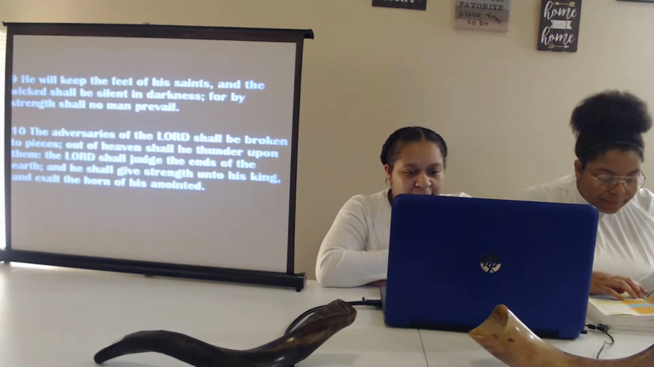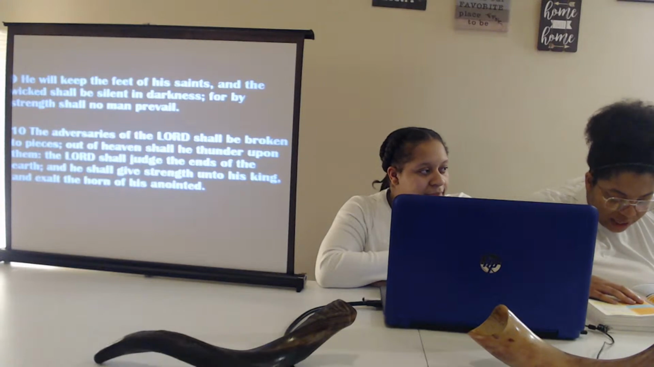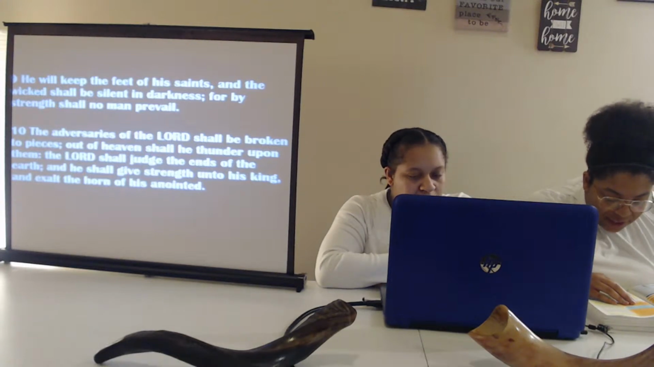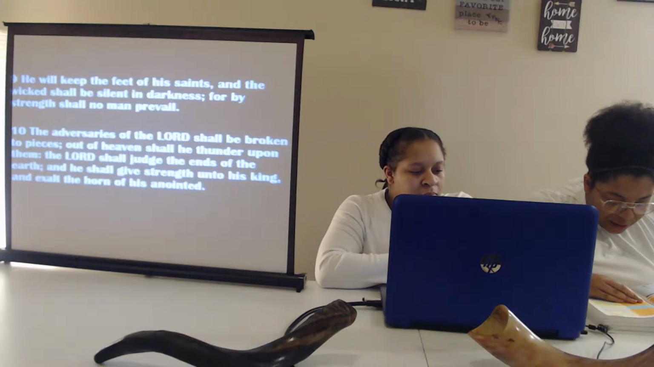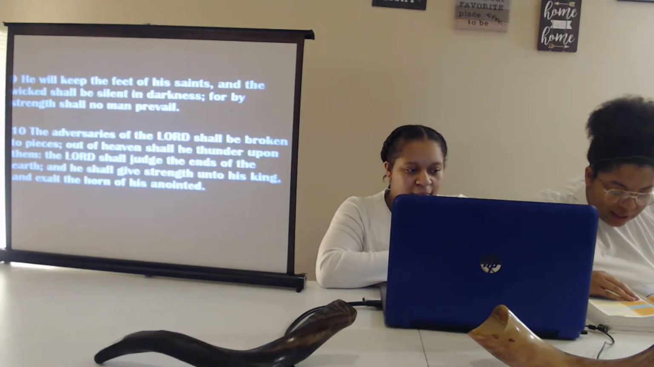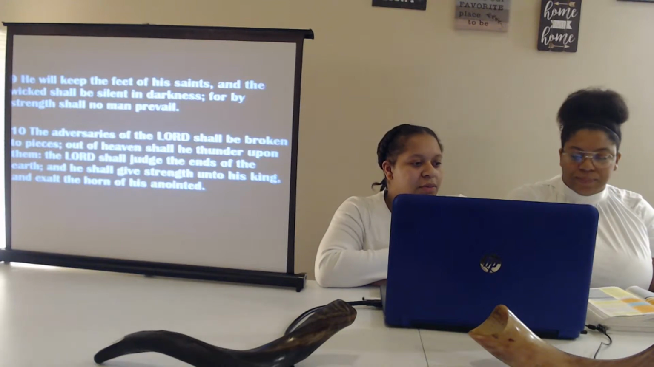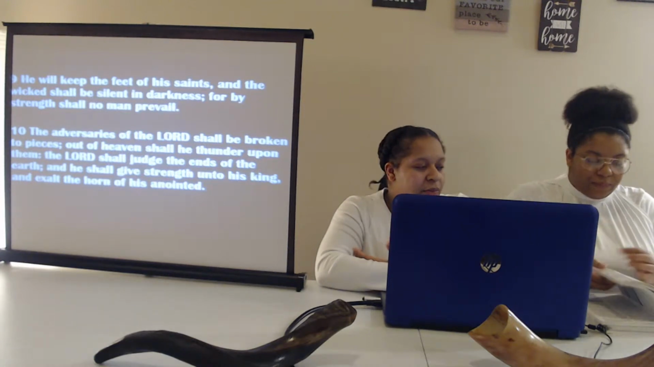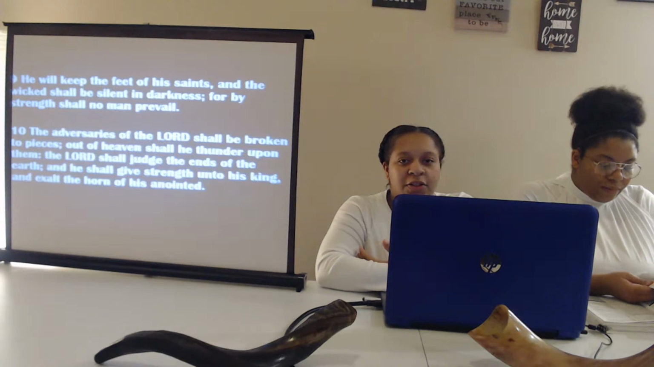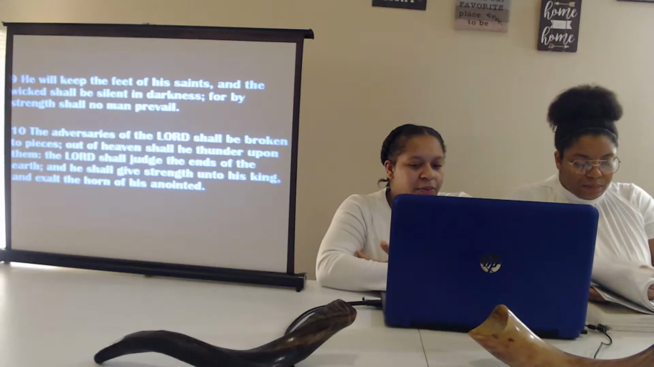Verse 9 and 10. 1 Samuel chapter 2, verse 9. He will keep the feet of his saints, and the wicked shall be silent in darkness. For by strength shall no man prevail. The adversaries of the Lord shall be broken into pieces. Out of heaven shall he thunder upon them. The Lord shall judge the ends of the earth, and he shall give strength unto his king, and exalt the horn of his anointed. So here, this is like she's reciting her dedication of Samuel to the Most High. She's also expressing gratitude and thankfulness to the Most High for her blessing that comes from the Most High, her son Samuel, who she prayed for.